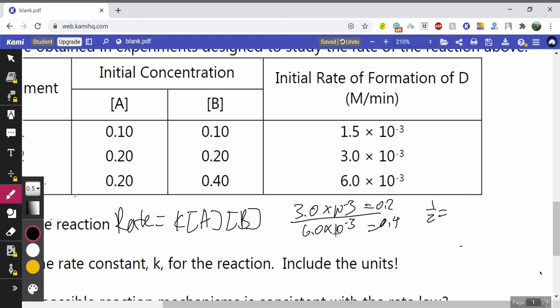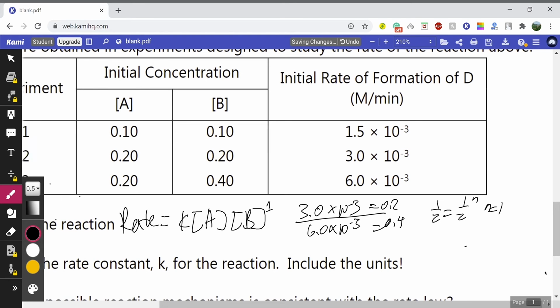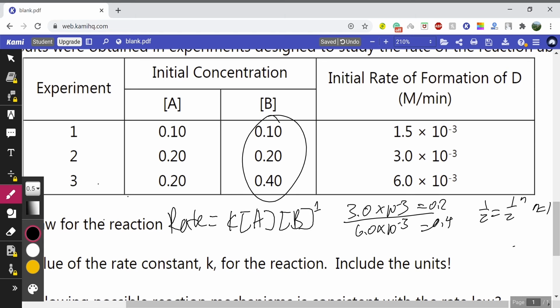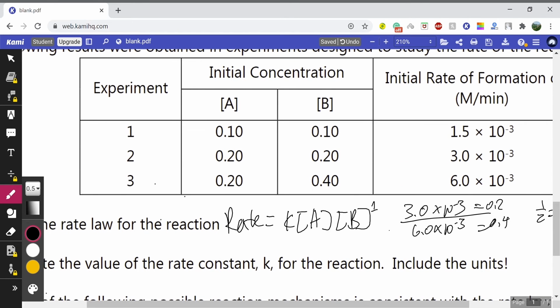Is equal to 0.2 divided by 0.4, so 1/2 to the nth power. So n is equal to 1. So b is to the first power. Now look for a. As you notice here, there are no two same values that can cancel each other out. This one we have to do a little bit more complicated step.